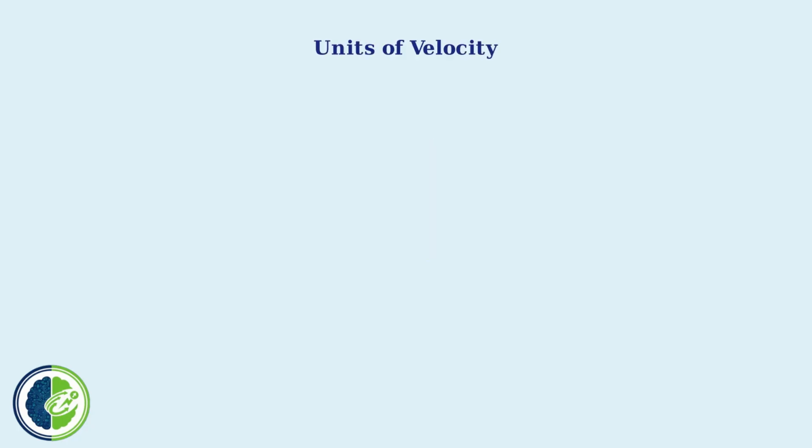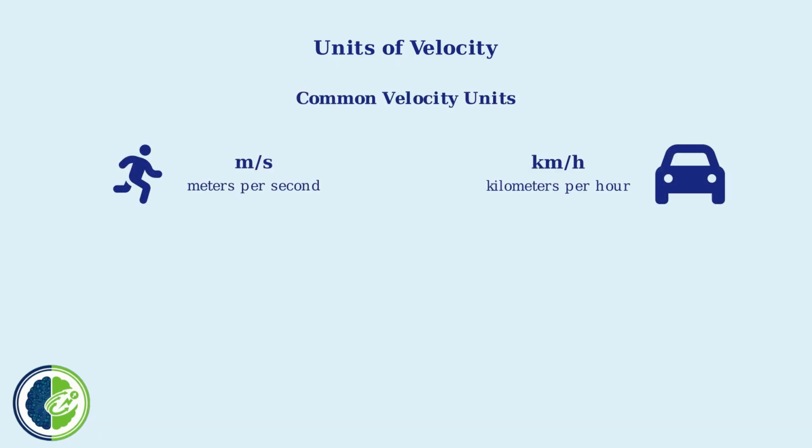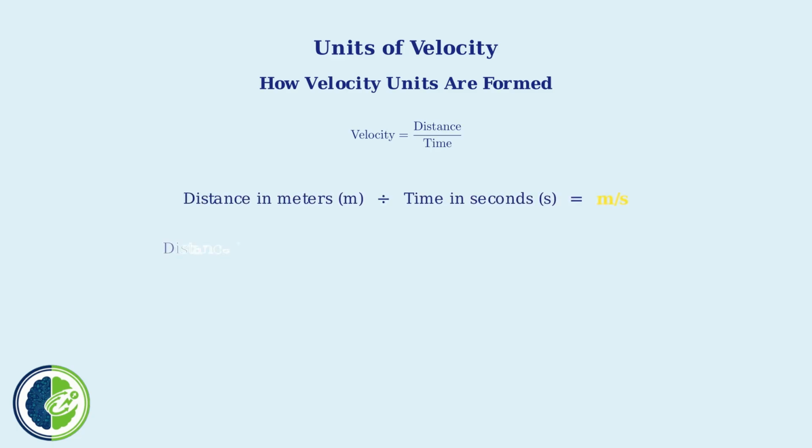Velocity has specific units that come from combining distance and time measurements. Understanding these units is crucial for solving physics problems correctly. The two most common units for velocity are meters per second, abbreviated as m/s, and kilometers per hour, abbreviated as km/h. Meters per second is often used for walking or running speeds, while kilometers per hour is common for vehicle speeds. Velocity units are formed by dividing distance units by time units. When we measure distance in meters and time in seconds, we get meters per second. When we measure distance in kilometers and time in hours, we get kilometers per hour.